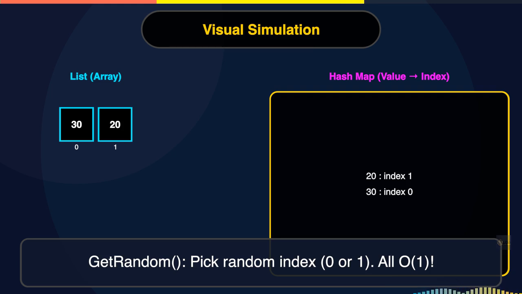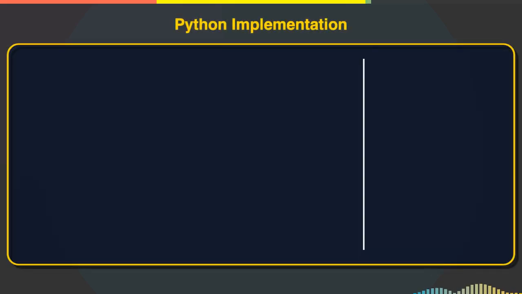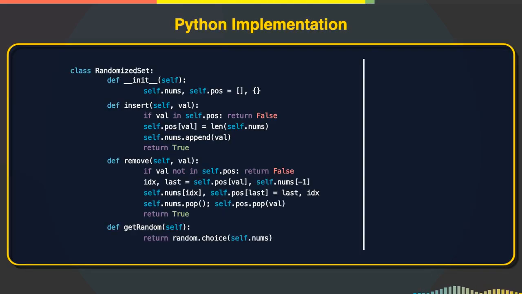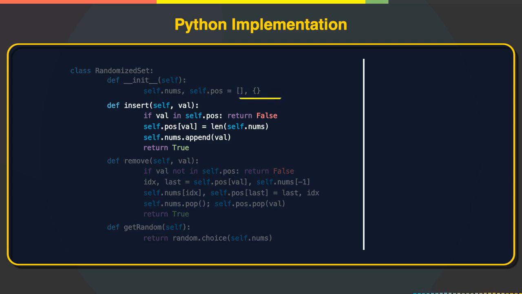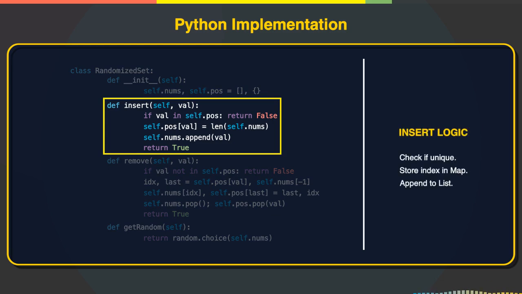Now that we have walked through the logic visually, let us see how this translates into our Python code. We define a class called RandomizedSet. In the init method, we initialize self.nums as an empty list and self.pos as an empty dictionary. In the insert method, we first check if the value is already in our position map. If it is, we return false.